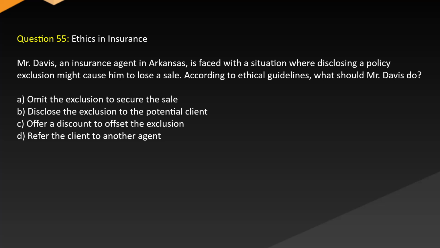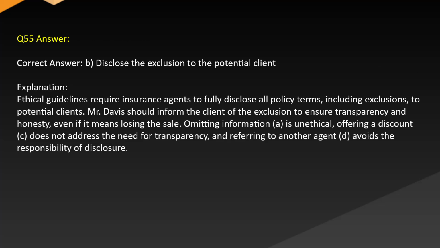Question 55. Ethics in insurance. Mr. Davis, an insurance agent in Arkansas, is faced with a situation where disclosing a policy exclusion might cause him to lose the sale. According to ethical guidelines, what should Mr. Davis do? A, omit the exclusion to secure the sale. B, disclose the exclusion to the potential client. C, offer a discount to offset the exclusion. D, refer the client to another agent. Correct answer, B, disclose the exclusion to the potential client.